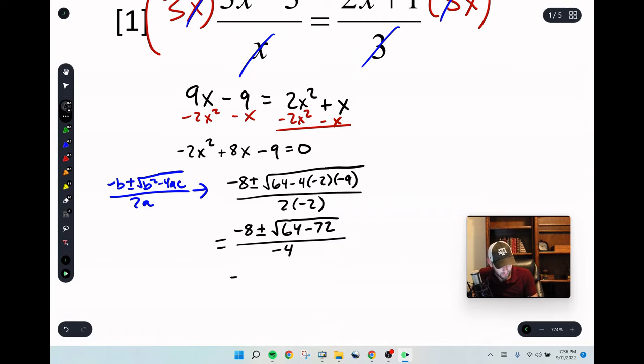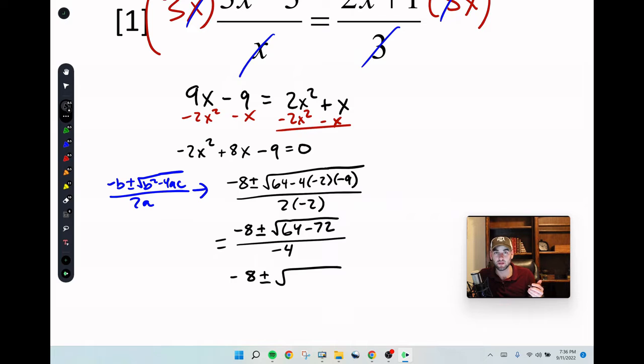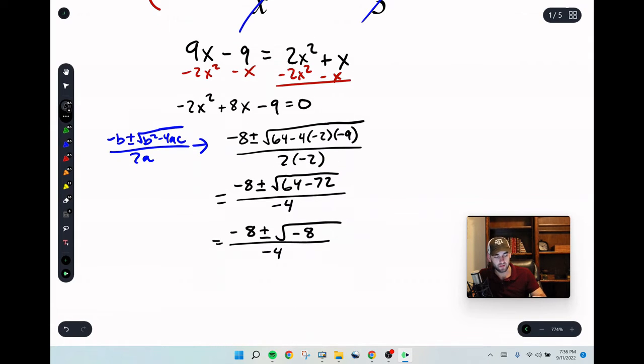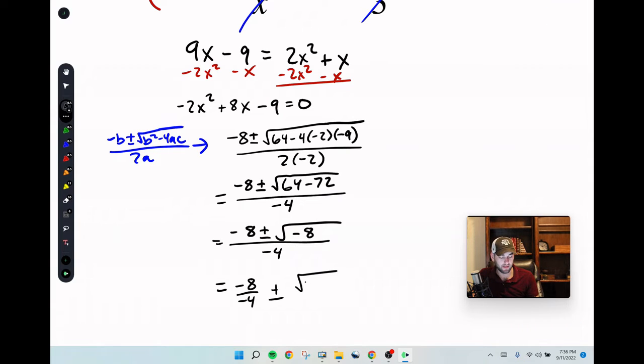So now we've got minus 8 plus or minus the square root of 64 minus 72. That's 6 away and 2 away, negative 8. Ooh, negative. That's going to end up with an i. We know that in our brains. All over negative 4. All right. So then what we're going to do is pull out that negative 8 over negative 4. Be happy with that because it's going to turn into 2 later. I'll leave it for now. Plus or minus the square root of negative 4.